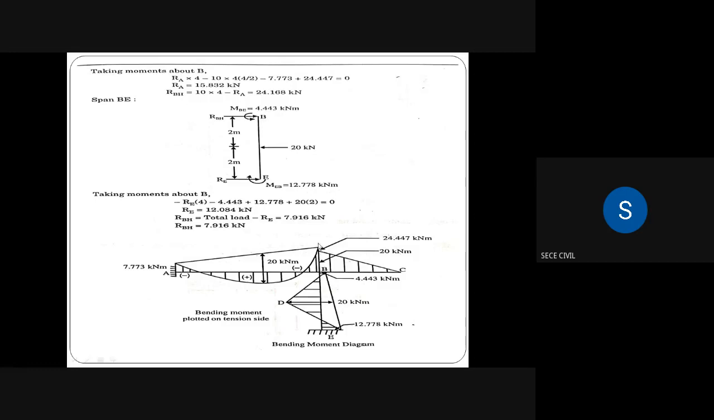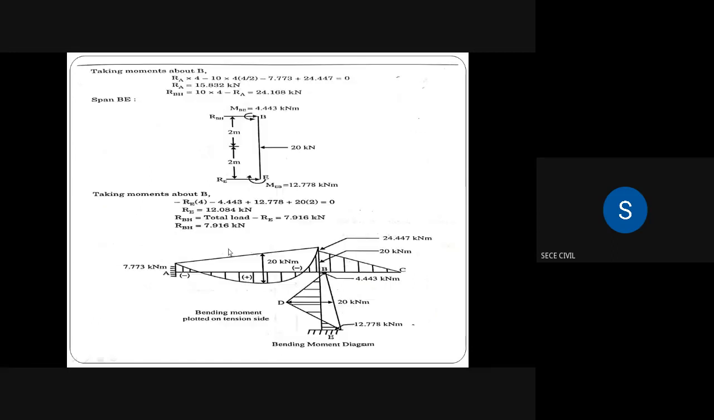And MBA, that is right to left. Right to left, a positive value is above the baseline. So what value are we getting, positive or negative? MBA is plus 24.447, a positive value, so above the baseline. Then MBC is left to right, a negative value, so above the baseline.